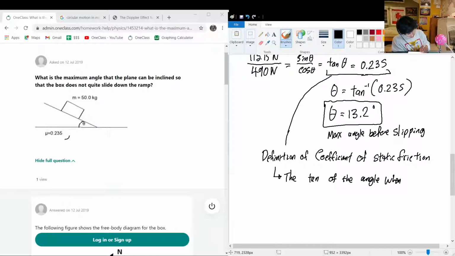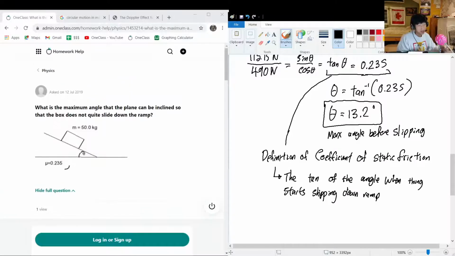when the thing starts slipping down the ramp. Okay, so this is actually where these coefficients of friction even come from. Now if you wanted to, you could just say, okay, well, the maximum angle, we can just take the arctan of this, but the derivation is important. But sometimes you will need to calculate the coefficient of static friction yourself.